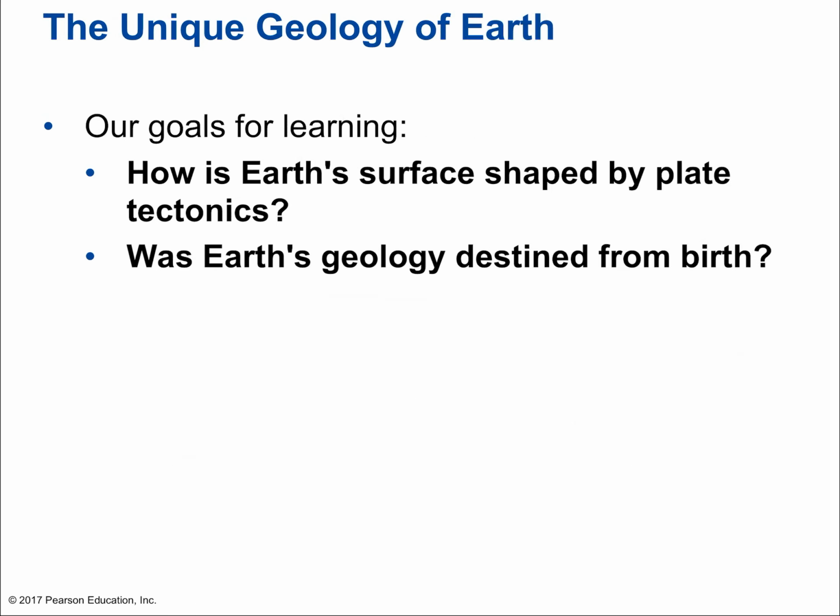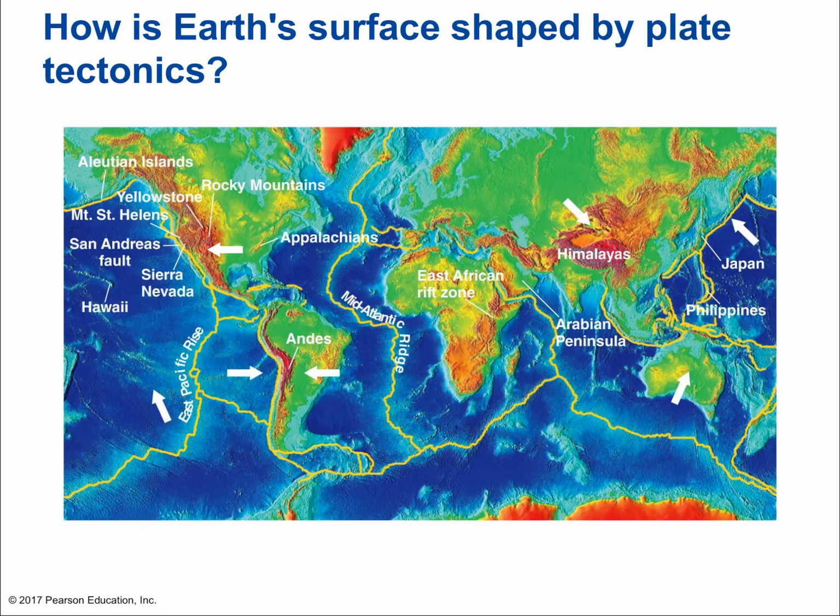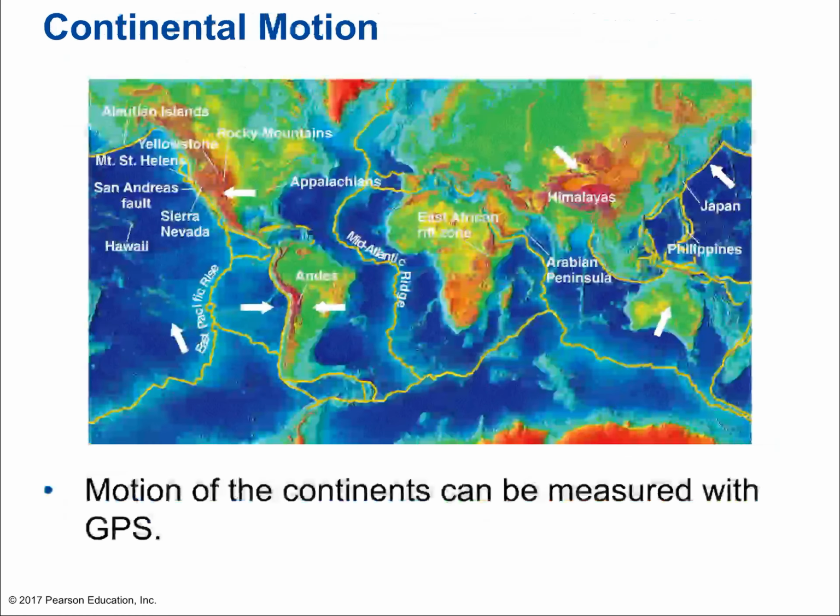How is Earth's surface shaped by plate tectonics, and why is Earth's geology destined from birth? All right, here are the plate tectonics. We saw this in the previous lecture as well, but here's a quick review. The motion of the continents can be measured with GPS. We can actually see them moving at centimeters per year.